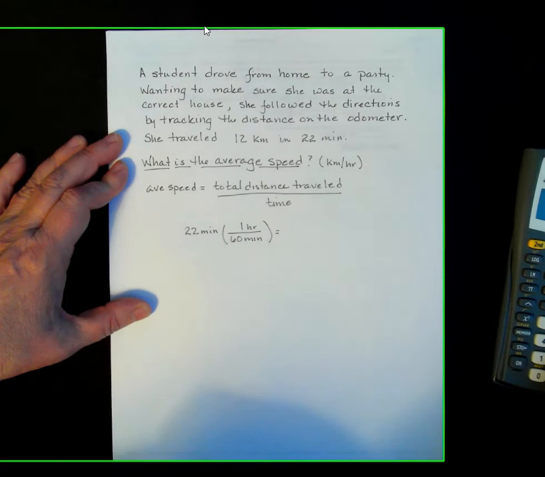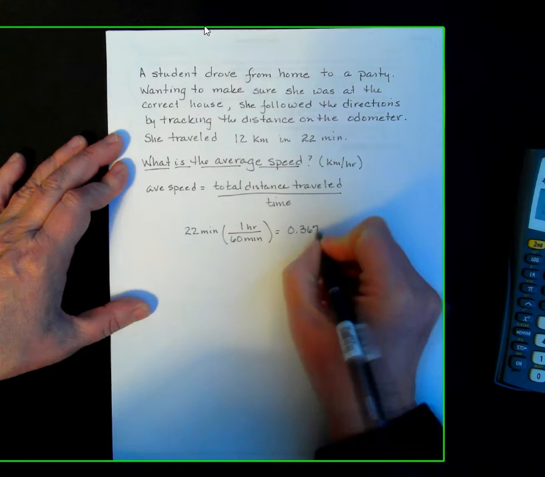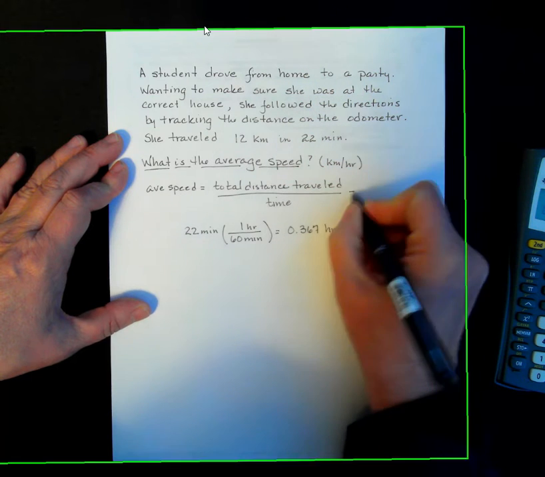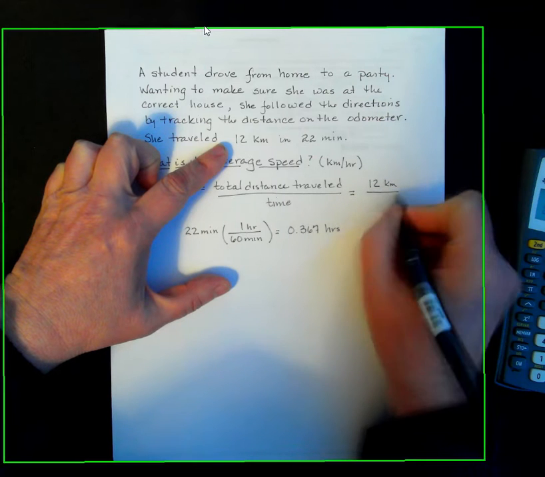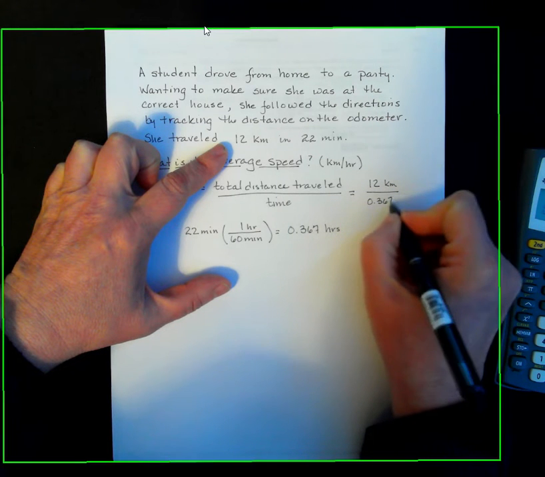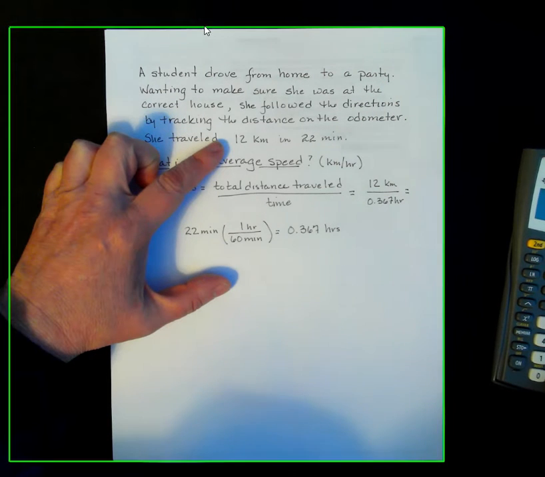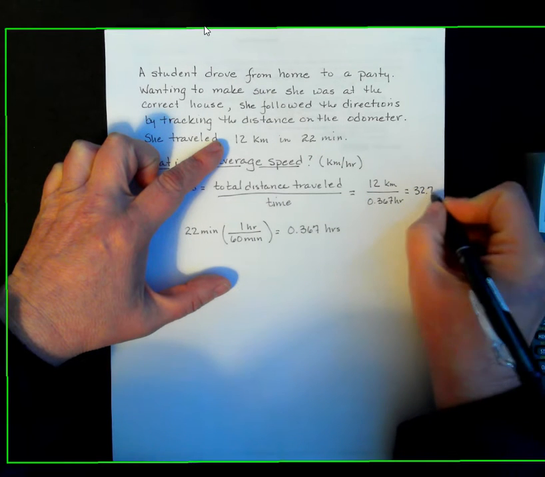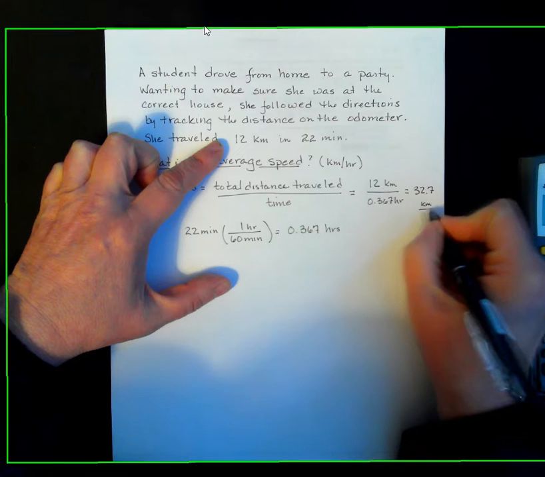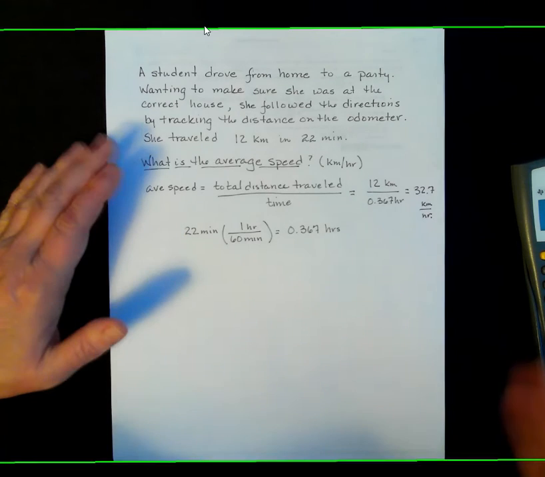So I'm going to take my 22 divided by 60, and that's going to give me 0.367 hours. Well, we know the total distance traveled was 12 kilometers, and the time it took was 0.367 hours, and that's going to give us a value of 32.7 kilometers per hour.